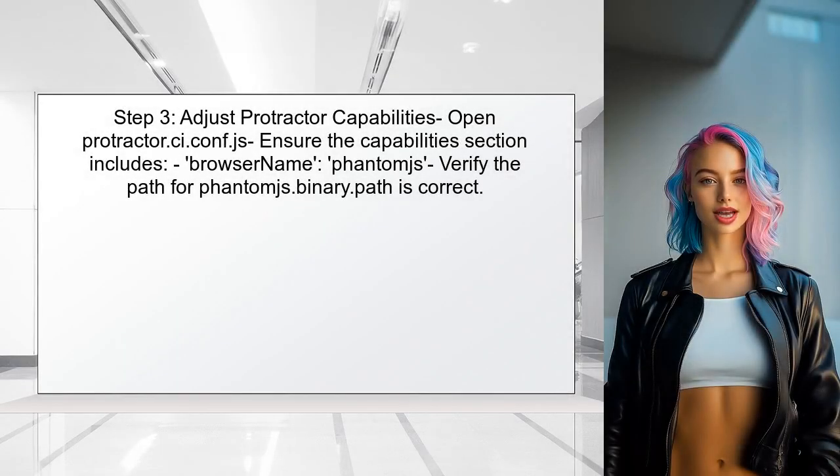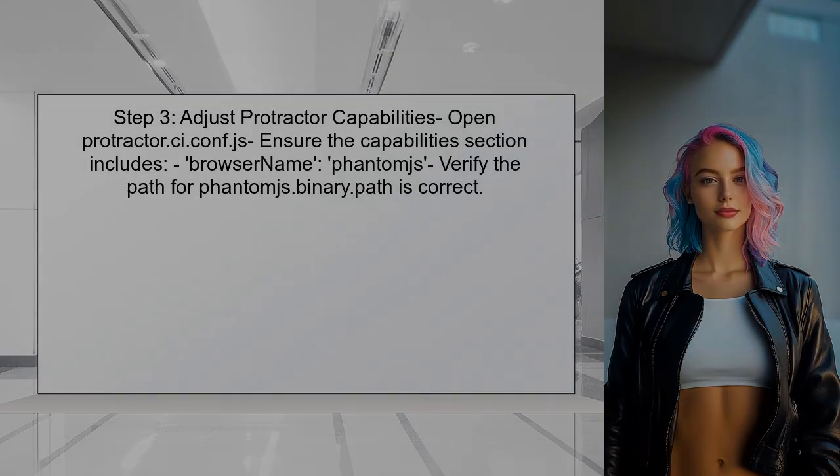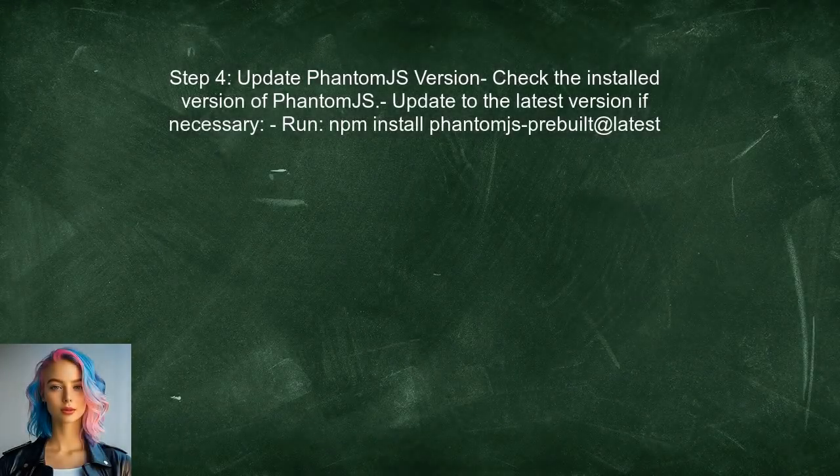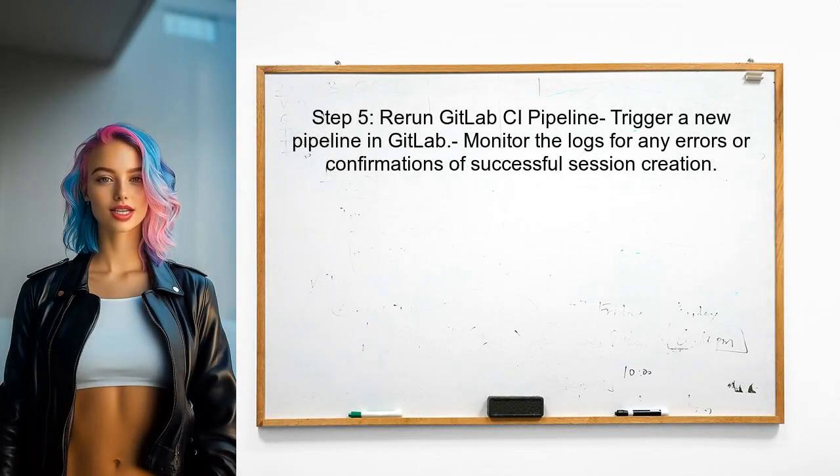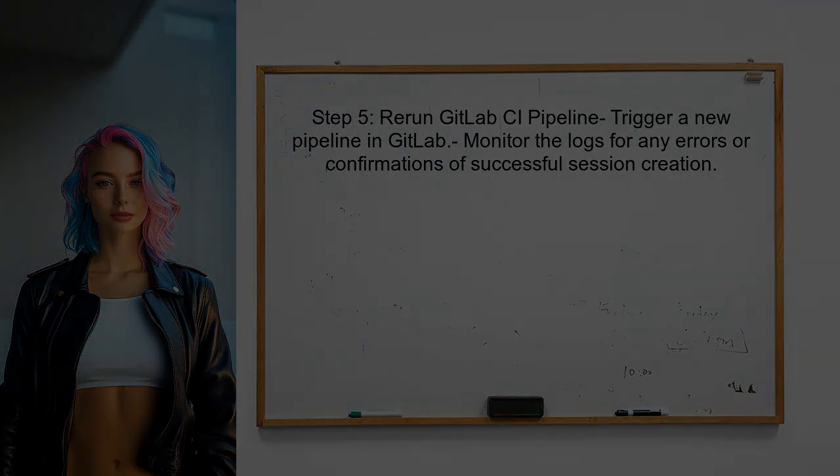If the node is not registered, the user may need to adjust the capabilities in the protractor configuration file. Specifically, they should ensure that the browser name matches the node's capabilities. Additionally, the user should check the version of Phantom.js being used. If it's outdated, it may not work properly with the current Selenium version. Updating to a more recent version could resolve the issue. Finally, after making these adjustments, the user should rerun the GitLab CI pipeline to see if the issue is resolved. Monitoring the logs will help identify any further errors.